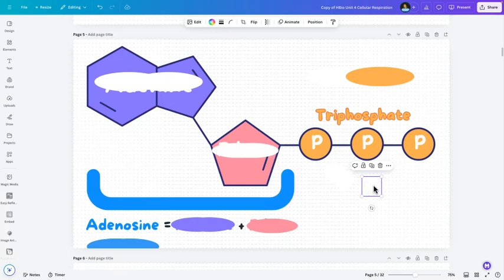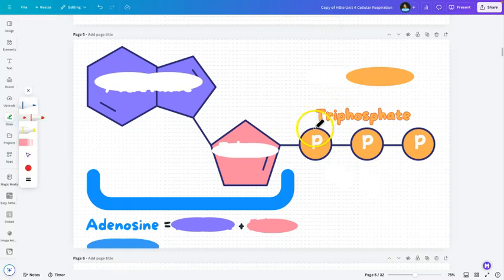And phosphate is actually PO4 negative. So right here, this phosphate would actually have a bond right here with an O and another O and another. You don't have to know that. You just have to know that it's called triphosphate. If you need to write the word phosphate, phosphate, phosphate, write it. 3 phosphate. Tri means 3.